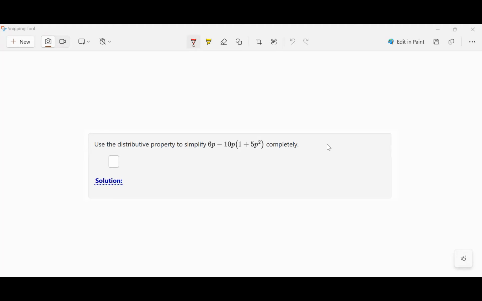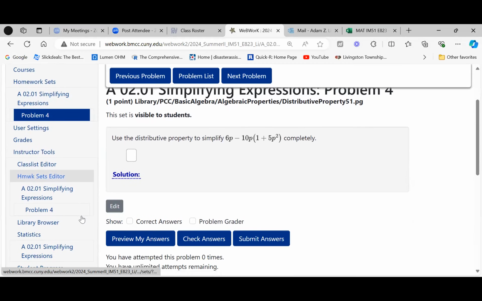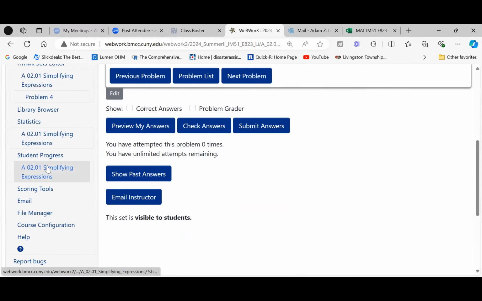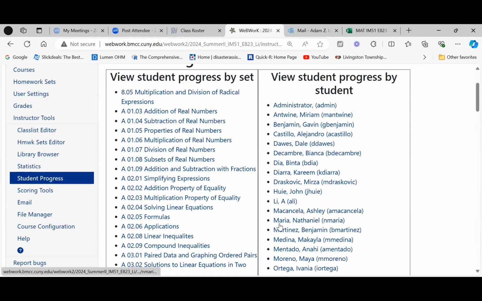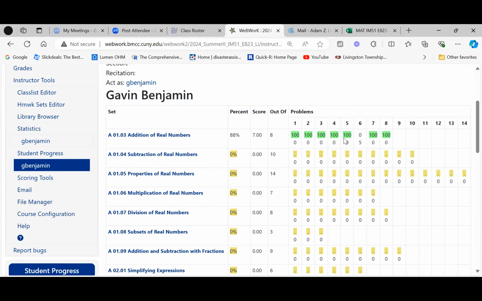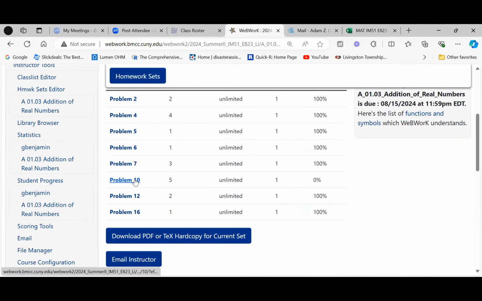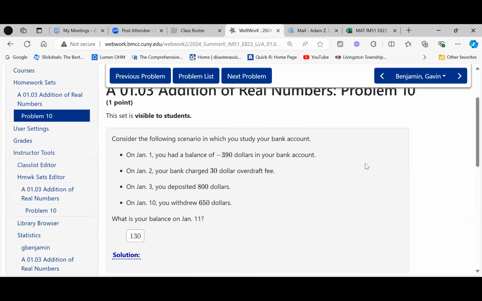So I'm doing the first problem set, addition of real numbers, problem 10. The answer was 130. I entered 130, and it says it's incorrect. Okay, so again, I'm going to go to your account really quickly. I had an issue with problem 10 too, Professor, with the homework. Okay, sure. 1.3, real numbers, question 6, the first homework set, question 10, right? Okay, let me take a look at it.